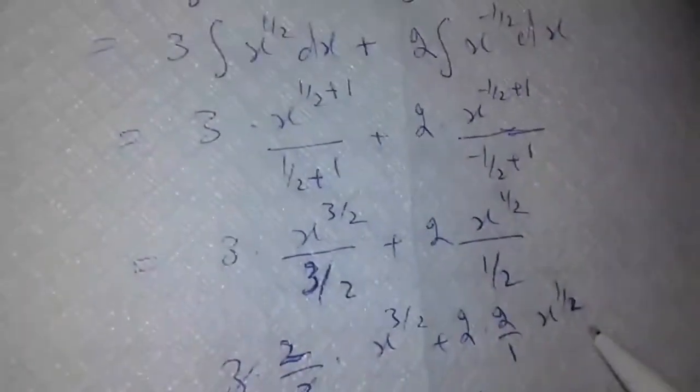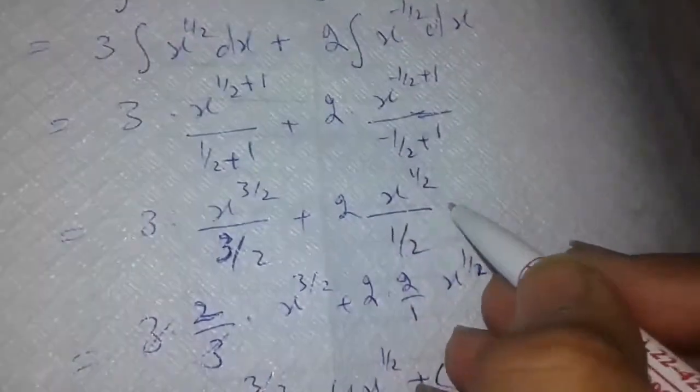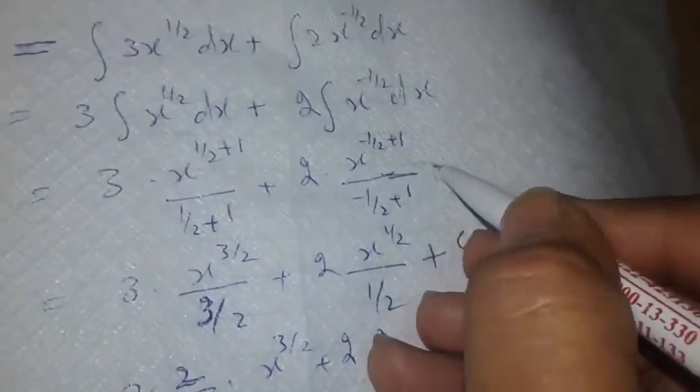The answer becomes 3 cancelled by 3, which is 2 into x power 3 by 2, plus 2 twos are 4 x power 1 by 2, plus c, remember that, which is the constant of integration. We will write it in all of these expressions. So f of x is equal to this equation. Hopefully you can understand it well. This is the result of our integration.